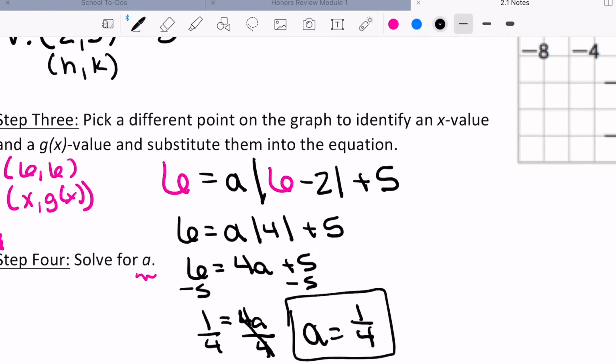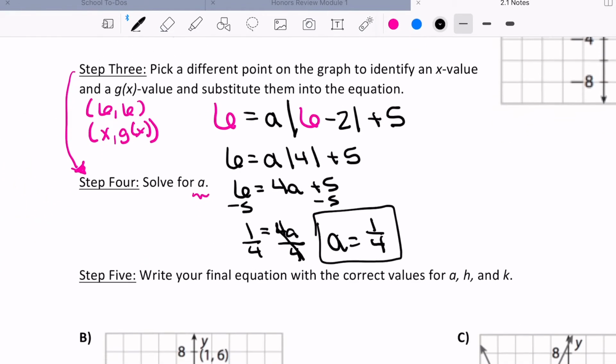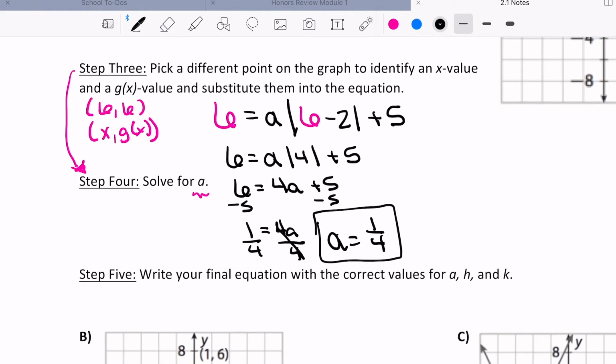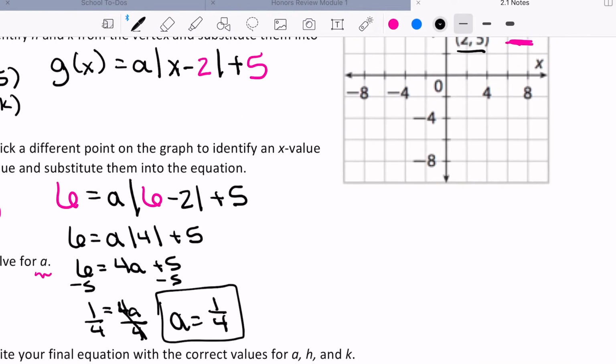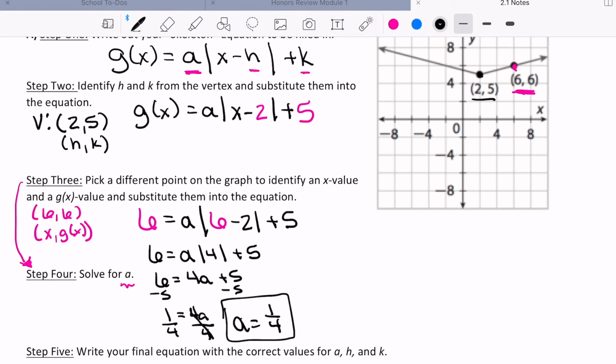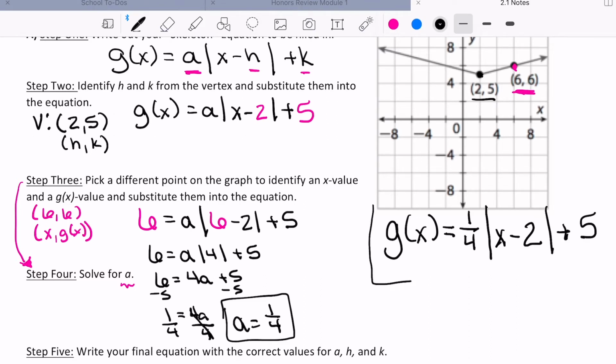Last step is to write the final equation with the correct values for a, h, and k. So in other words, what is the function that represents this graph? That means our function is g of x is equal to a, which is 1/4, times the absolute value of x minus h, which was 2, plus k, which was 5. This here is our final answer. Our function is g of x equals 1/4 times the absolute value of x minus 2 plus 5.